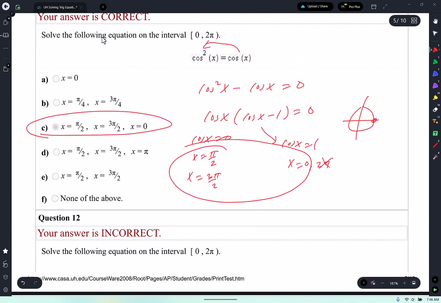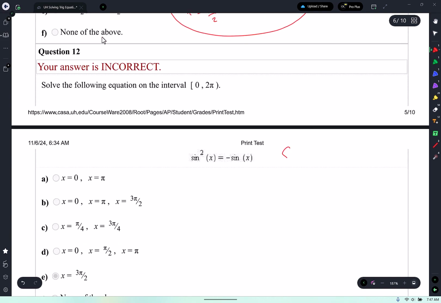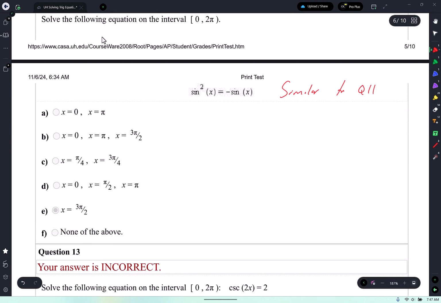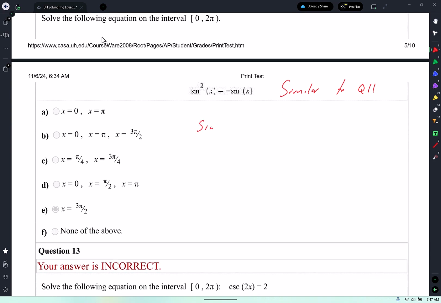This is the same or similar to question 11. We'll do it. I was thinking about skipping it, but let's do it. Sine squared, and I'm going to move this to the left, so it's going to be plus sine x equals 0. And again, just factor out a sine x. So if you factor out a sine x, you'll have sine x plus 1, like so. And then remember, if you distribute this, you better get this expression there. That's what's called factoring, when you factor out your sine x like that.